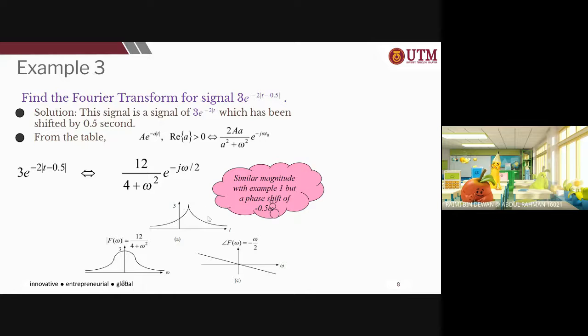And then you see there is a shift here. There is a shift in time domain by 0.5, going to the right. But in frequency domain, it will be a phase shift, due to the time shift in time domain.